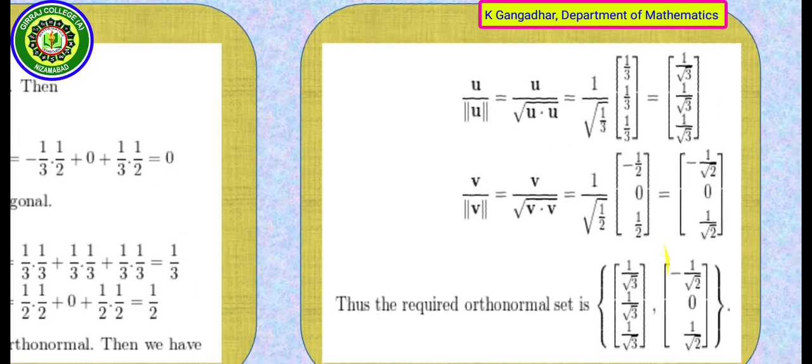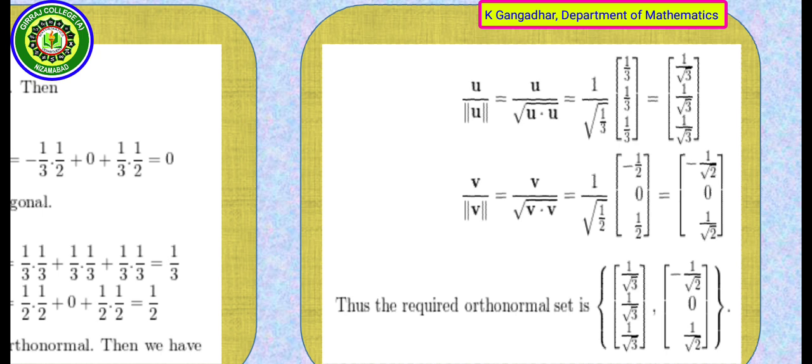So here we find the unit vectors of u and v, which form an orthonormal basis. Orthonormal basis means here we find the unit normal vectors of u and v. The unit vector of u is u by norm u and the unit vector of v is v by norm v. So we find the u by norm u value and the v by norm v value also. So these two unit vectors of u and v form an orthonormal set.